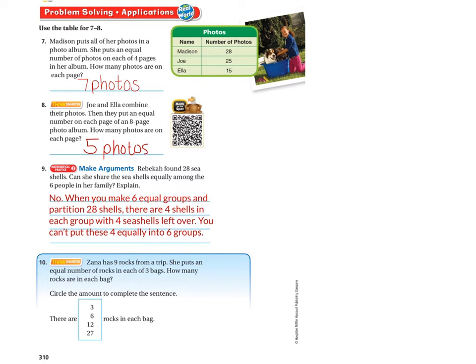The answer to number 9 is no. When Rebecca makes 6 equal groups and partitions the 28 shells, there are 4 shells in each group, but she also has 4 seashells left over. You can't possibly put these 4 equally into 6 groups. If you need further explanations to this problem, please continue to watch. If not, skip to the last problem to check your answer.